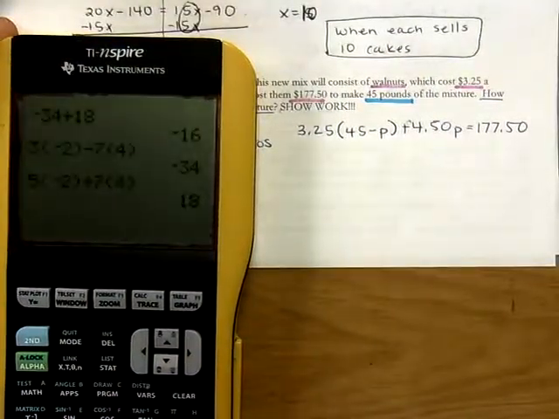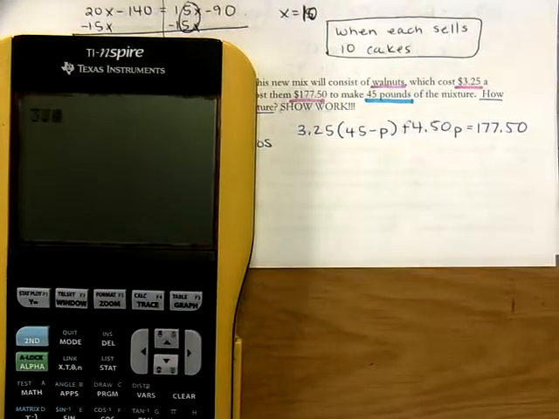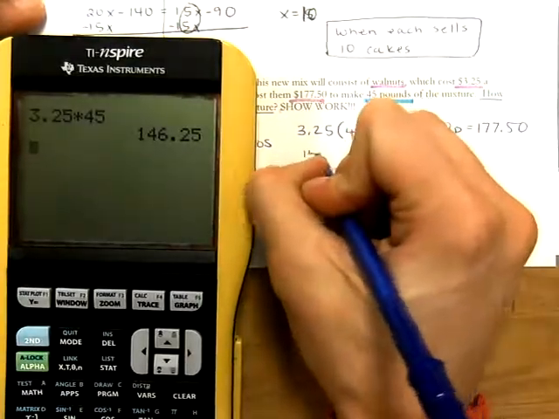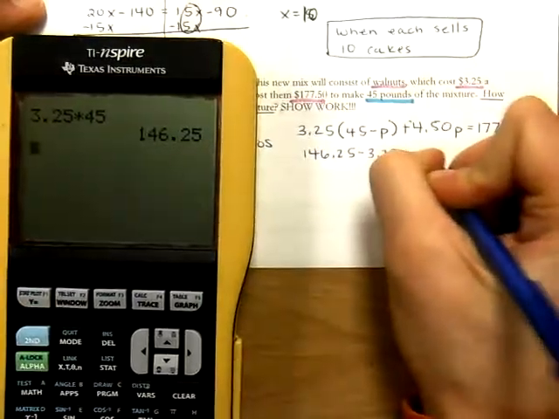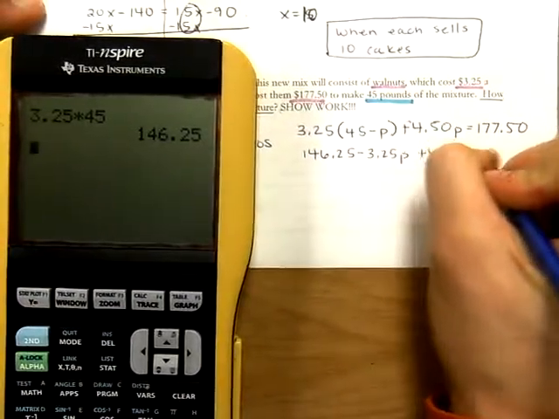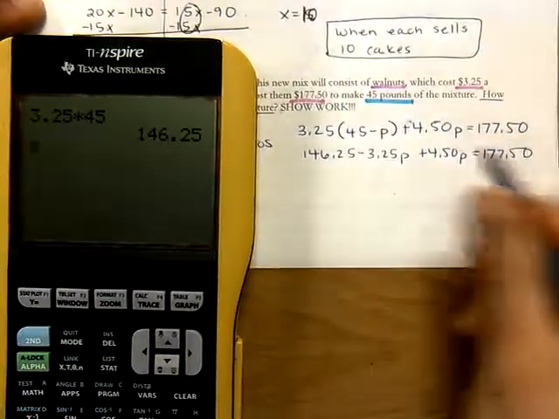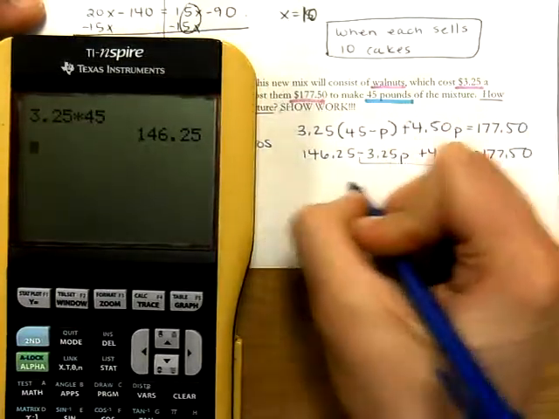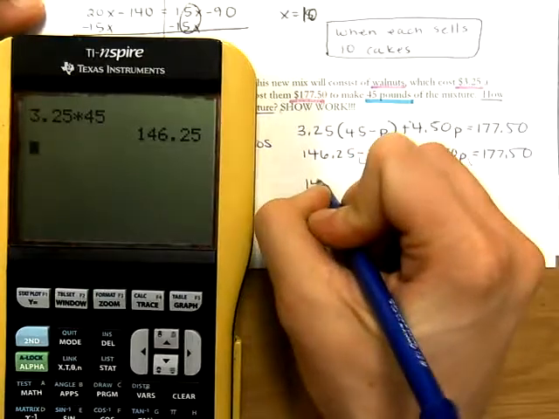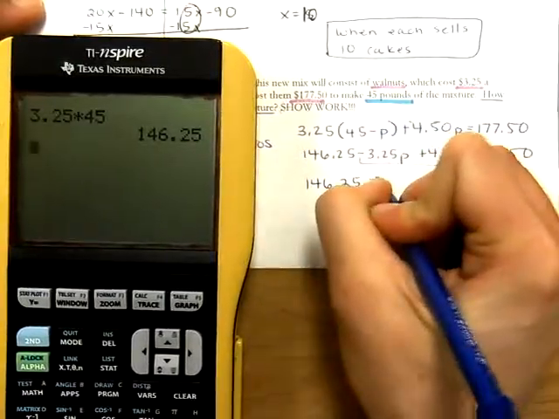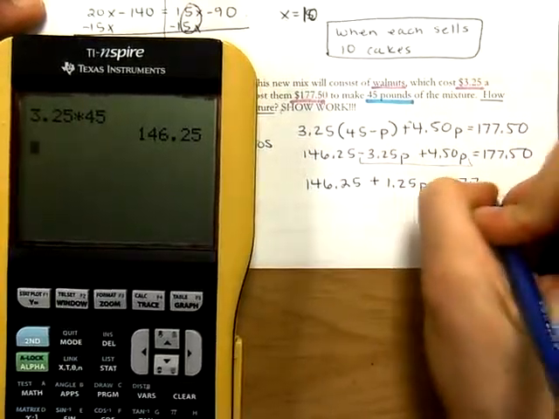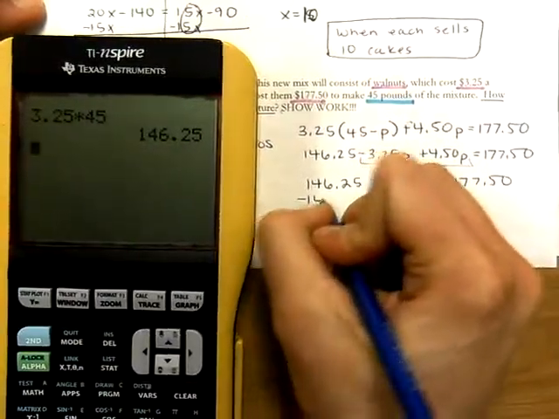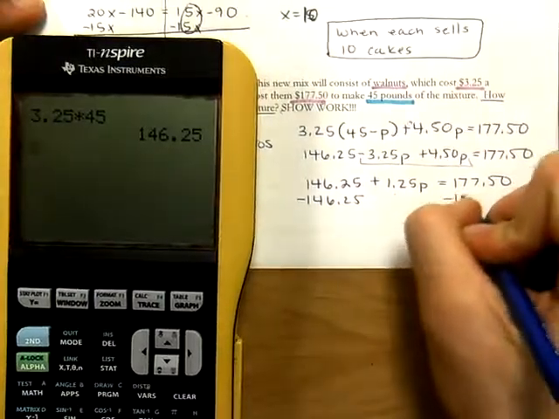Now if I multiply, I'm not quick at doing this in my head or by hand, so I'm going to just use a calculator. I multiply that, I get 146.25 minus 3.25P plus 4.50P equals 177.50. Notice that these two are on the same side of the equal sign, so I'm going to combine like terms. So I'm going to carry this down. That'll be plus 1.25P equals 177.50. And I subtract 146.25 from each side.